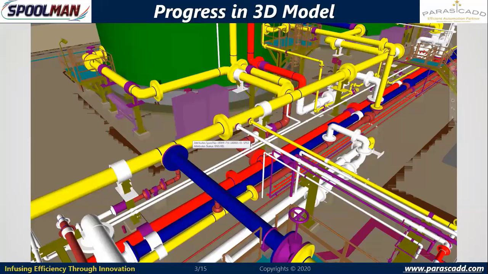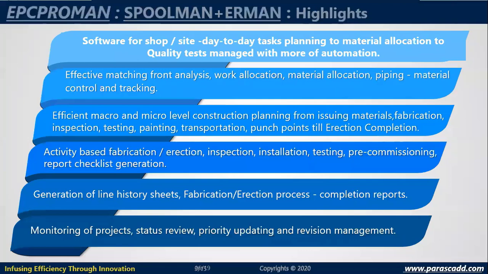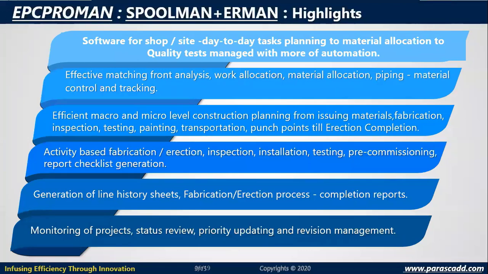Certain spools are still at engineering list level, so all these graphical outputs can take place and things will flow forward. Just to summarize the highlights, which I have already explained: we can do matching front analysis, macro level and micro level, detailed planning of the activities, what should happen for a spool and whether it has happened or not, and when it has happened, against which report number it has happened. Everything can be analyzed in detail.